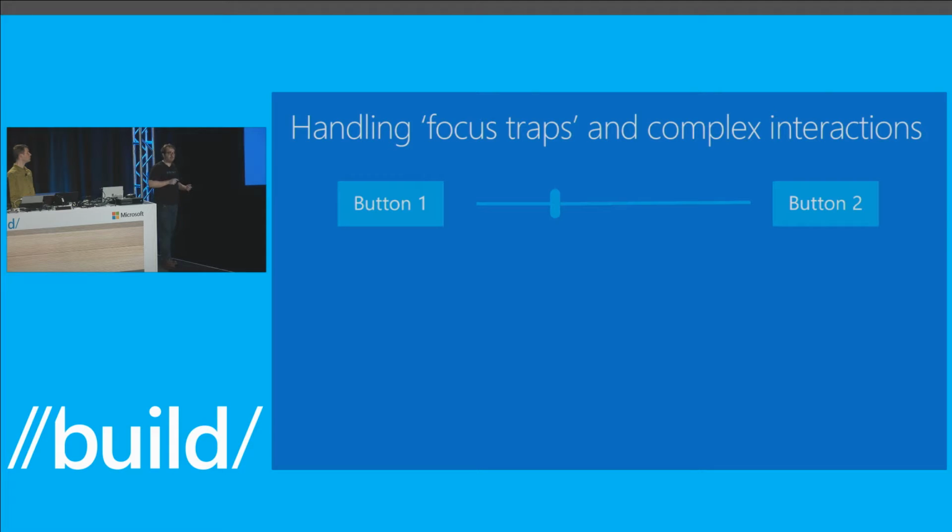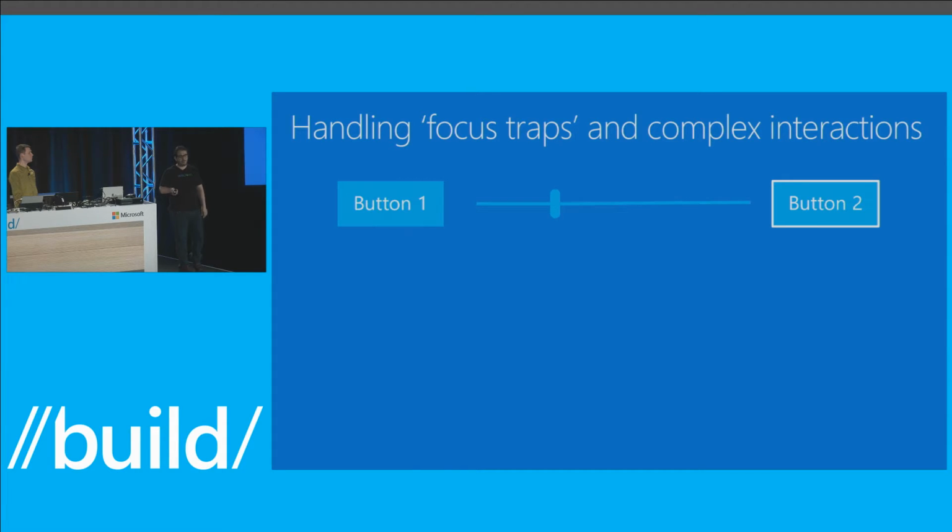Now, there's an interesting case. We call them focus traps sometimes, but I'll just talk about them as complex interactions. Let's consider this UI here you may have to deal with. I've got a button, a slider, and another button. So I've got focus on the button, I hit right. I think everyone agrees it's going to go to that slider. What should hitting right again do? Is it going to change the slider's value, or is it going to keep moving? It's a little bit ambiguous, and if I have it go to the right here, how do I go change that slider's value?